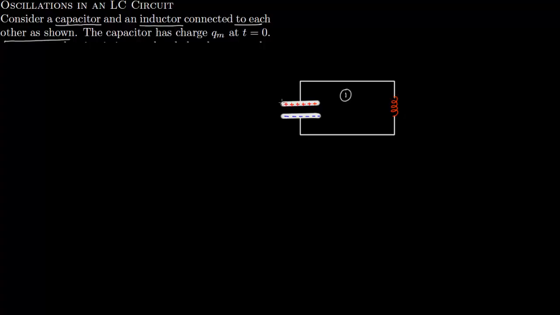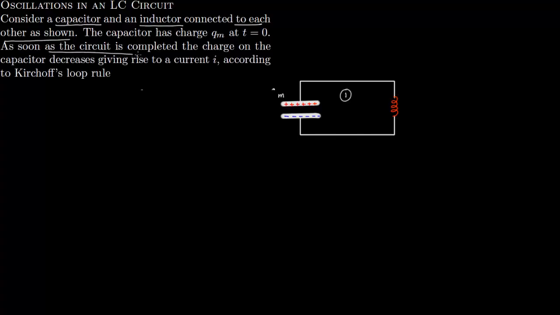So the charge on the capacitor is Qm at time t equals to 0. So this figure 1 is at time t equals to 0. As soon as the circuit is completed, so say there was a switch in the circuit and at time equals to 0, we completed this circuit. So you have this complete circuit exactly at time equals to 0. Capacitor is fully charged. Now the charge on the capacitor decreases.